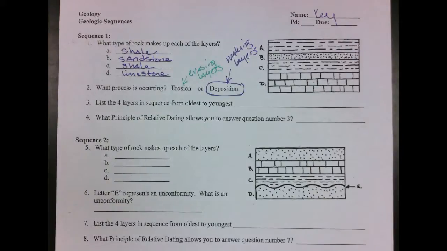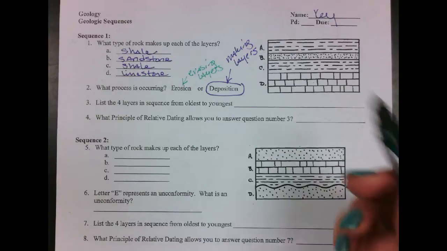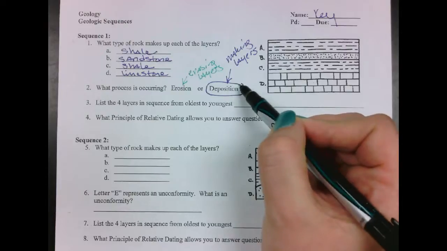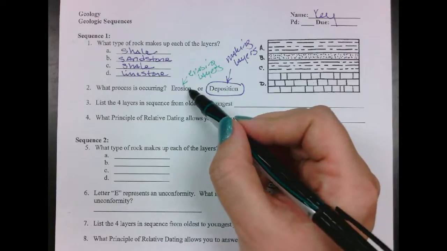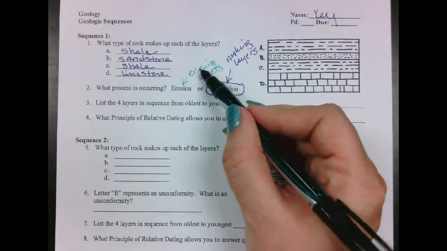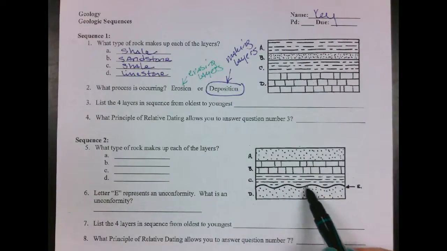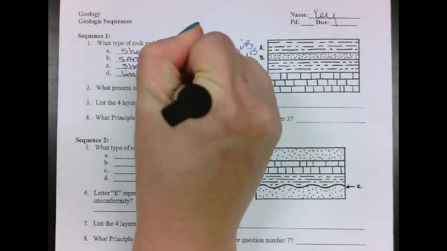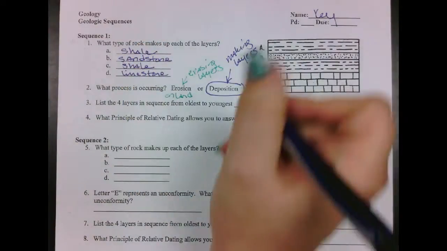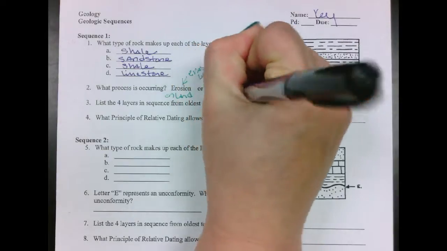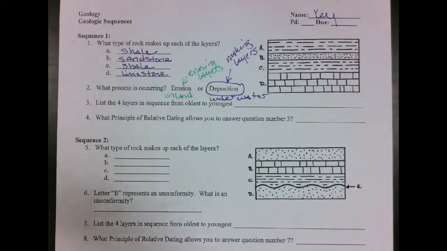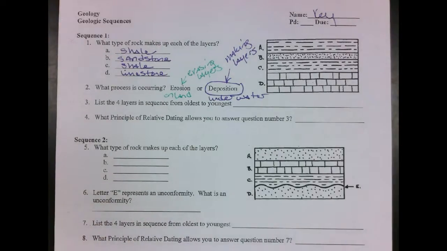I don't know why, it seems like my screen froze there for a second. So now all of a sudden you see the making layers for deposition, which is what's happening here. If there was erosion, you'd be erasing layers. We would see a wavy line like we see down here. Erosion happens on land, and deposition happens underwater. That's just kind of a good fact to know moving forward in this unit.